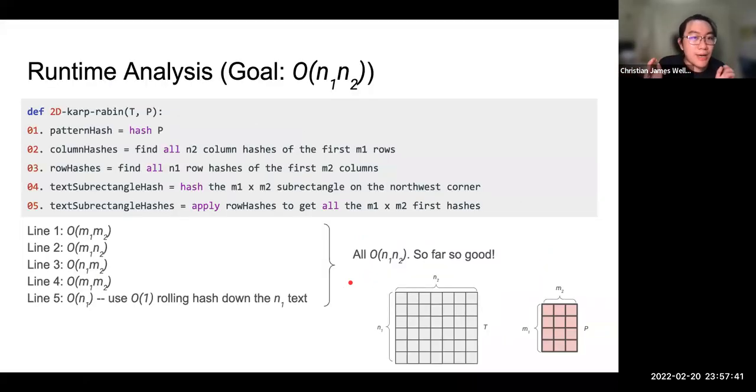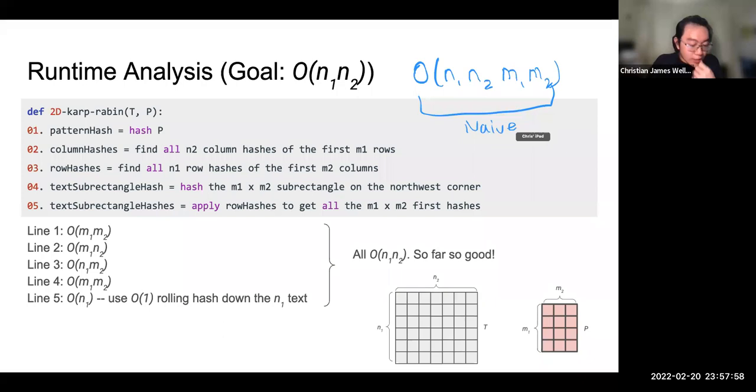So we did all this hard work. What was our initial goal? Our initial goal was so that we can analyze the runtime to get a time of O(n1 n2), whereas the naive one was O(n1 n2 m1 m2). This is naive.